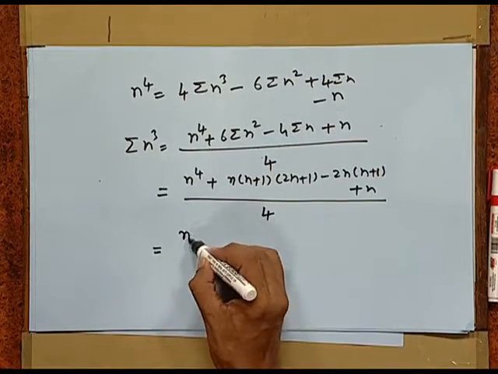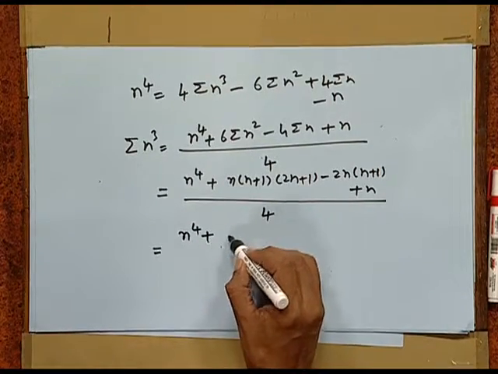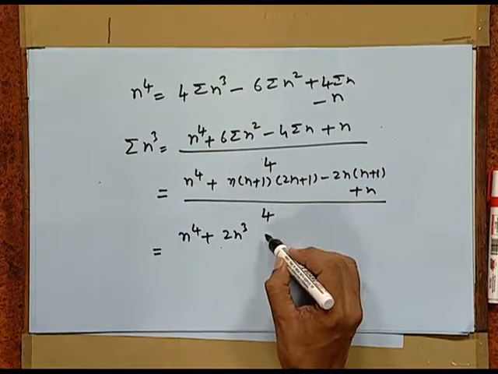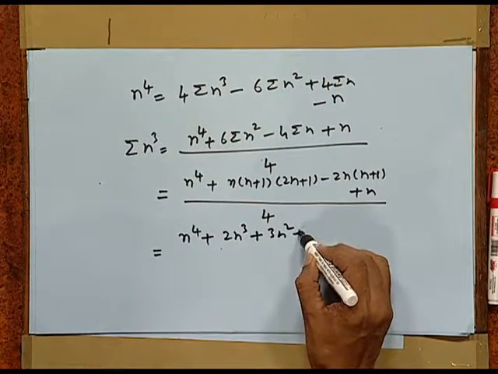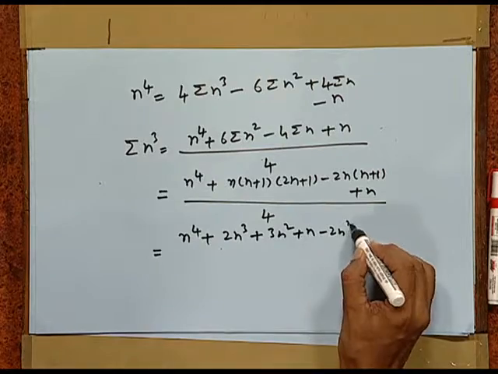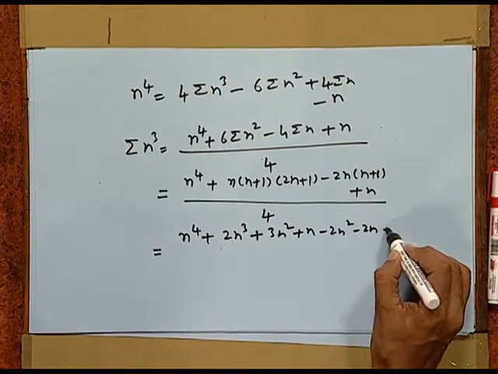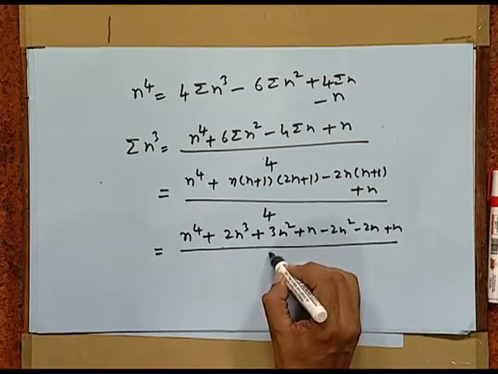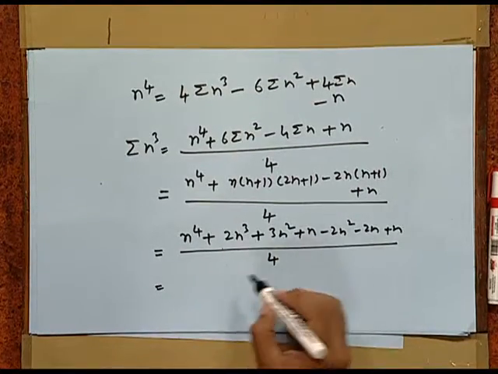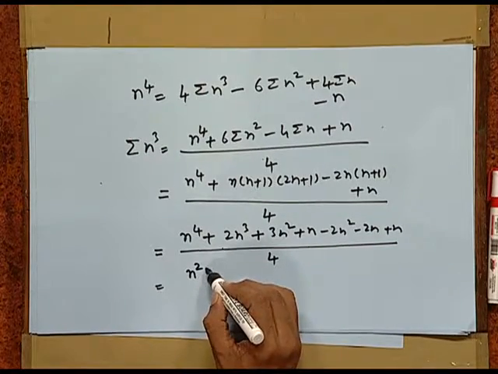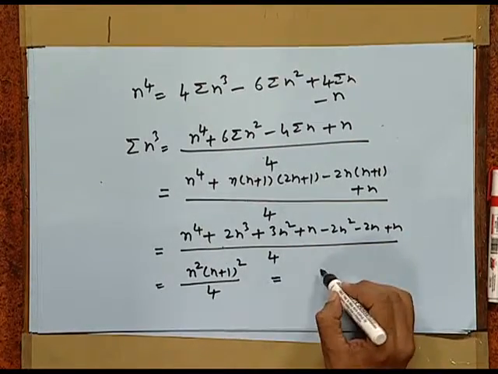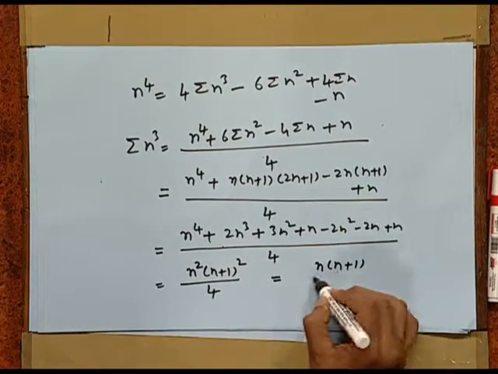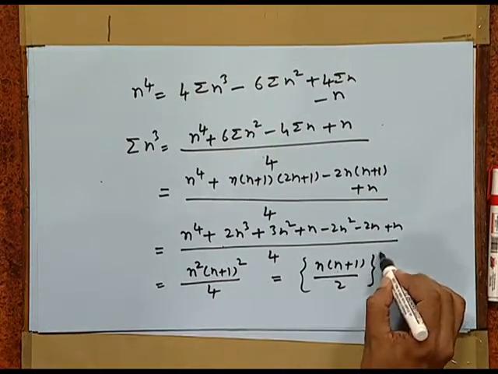This becomes n power 4 plus 2n cube plus 3n square plus n minus 2n square minus 2n plus n upon 4, which becomes n square times n plus 1 square by 4, that is equal to n times n plus 1 by 2 whole square. We have 3 formulae now.